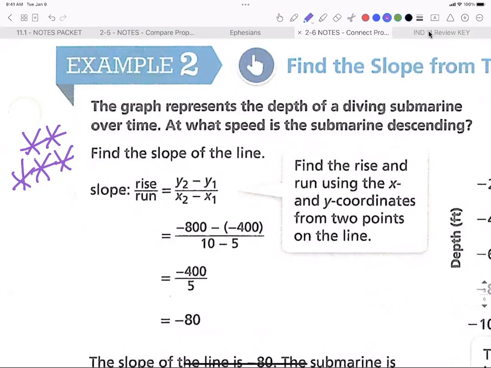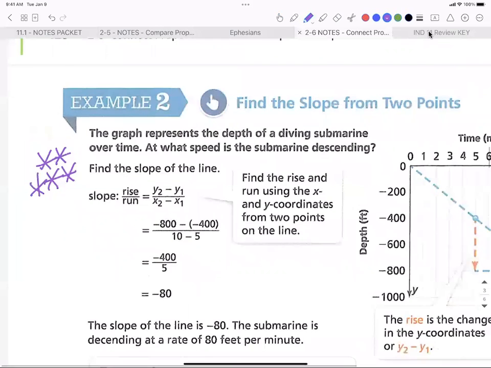Okay, so slope is rise over run, which we've already talked about. It's going from one point to the next. How far do you go up? How far do you go over? Okay, and if the line's running downhill, it's how far do you go down and how far do you go over. But I'll show you that here in a minute.